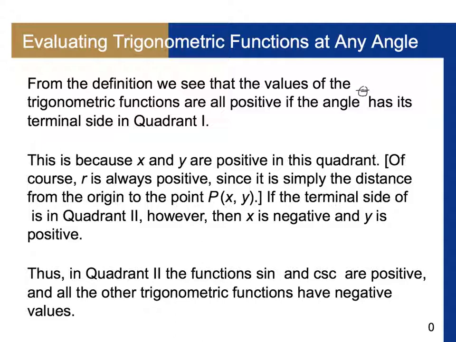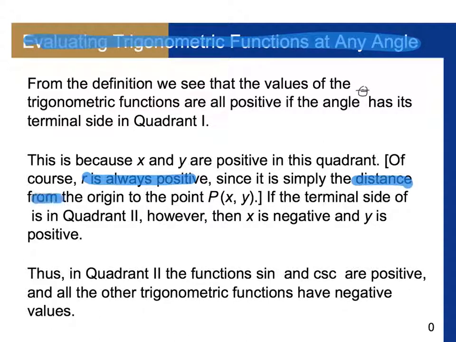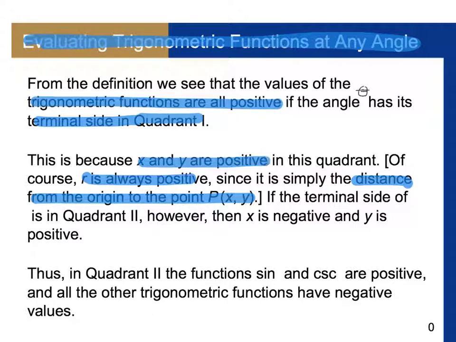Okay, so let's talk about how we evaluate the trig functions at any angle. We start by saying r is always positive. So it's simply the distance from the origin to the point P(x, y). First of all, in quadrant 1, trig functions are all positive. If the terminal side is in quadrant 1, that's because x and y are positive in this quadrant.